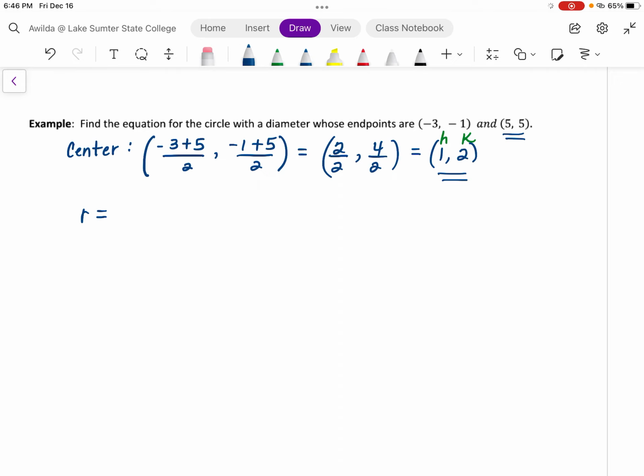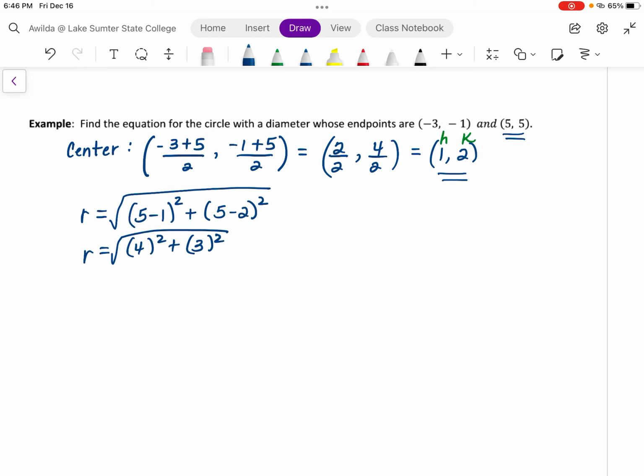Again, we're going to subtract the x coordinates and square, add that to the difference between the y coordinates and square, and then we're going to take the square root. We see that the radius of the circle is equal to 5.